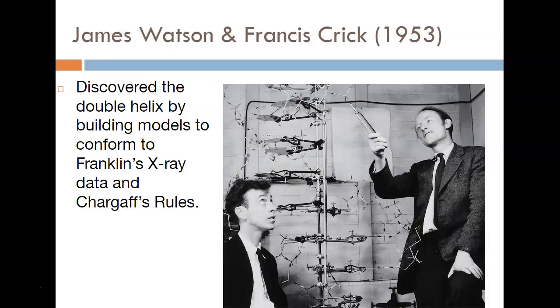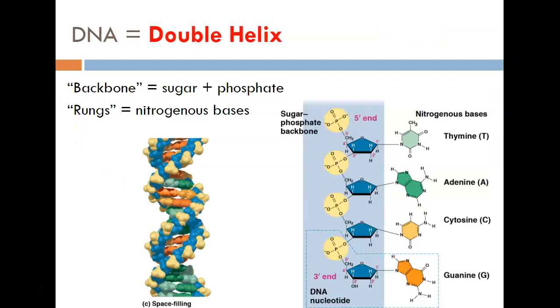But her contribution then led to Watson and Crick, a few years later, actually coming up with the double helix as the model and building it. So that's where we get that twisted ladder structure. And they were also able to use Chargaff's rules to say that A always goes with T and C always goes with G. And of course, they won the Nobel Prize.